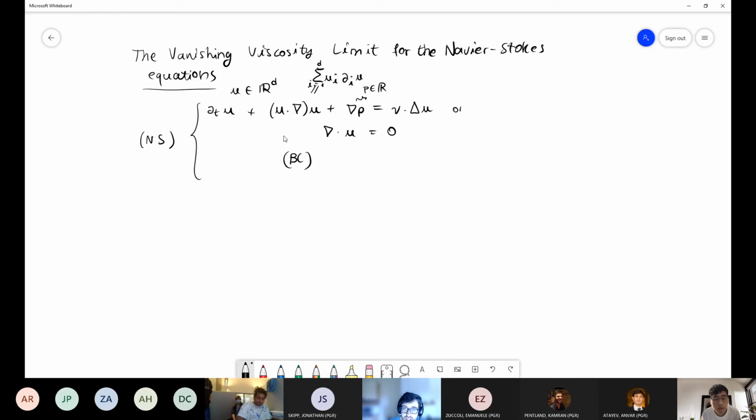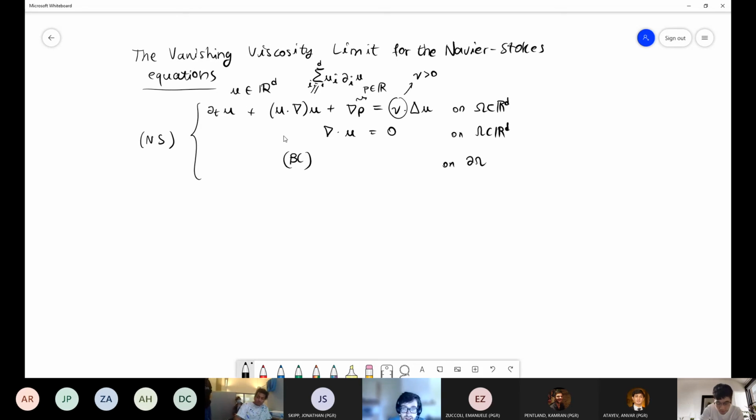All right, so these two equations are satisfied on a domain omega contained in R^d, and the boundary condition, of course, will be satisfied at the boundary. Okay, so these are the Navier-Stokes equations. The boundary condition I will specify later. Now, the viscosity is represented by this parameter nu, which is strictly positive.